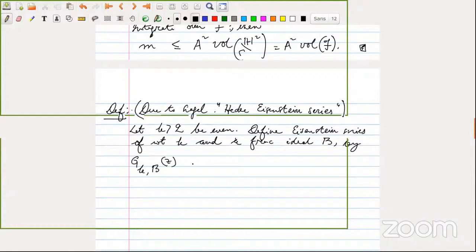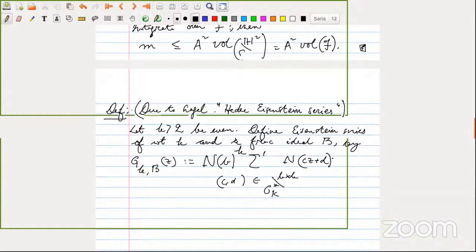Here the norm of this B, the Gotek B, is another fractional ideal that represents B in the class group, and this is going to be independent of the choice of this B. Then this is the restricted sum over all those pairs (c,d) which belong to B cross B, taken up to modulo the units of O_K, and again the same thing, the norm of (cz+d) to the power of minus k.